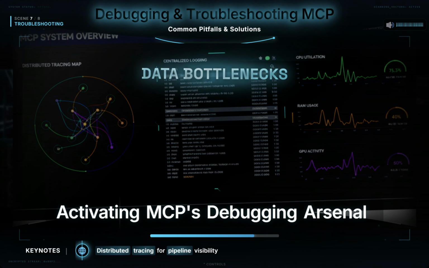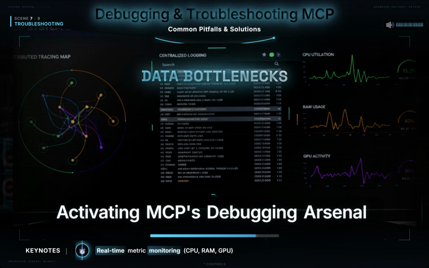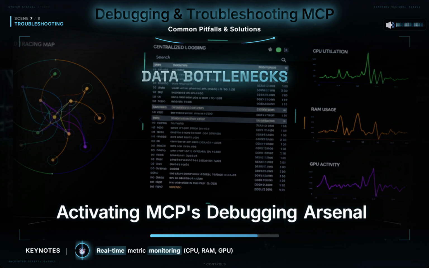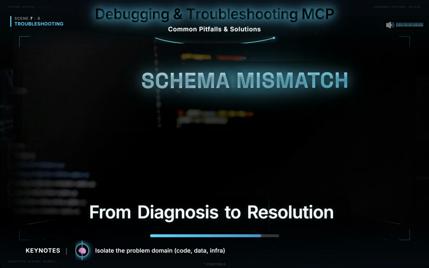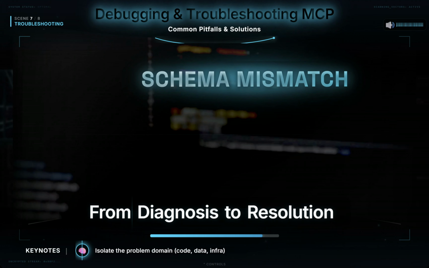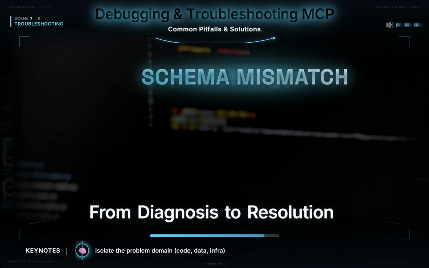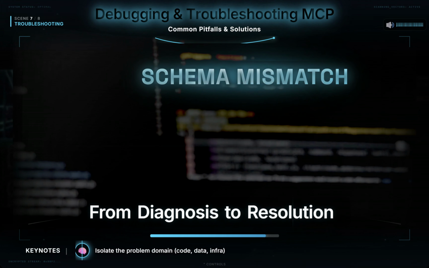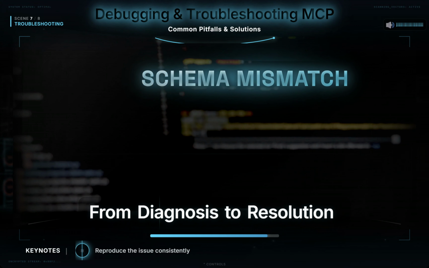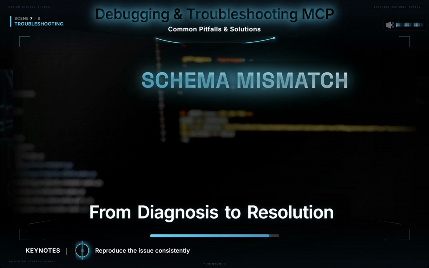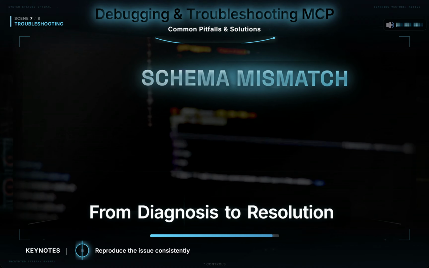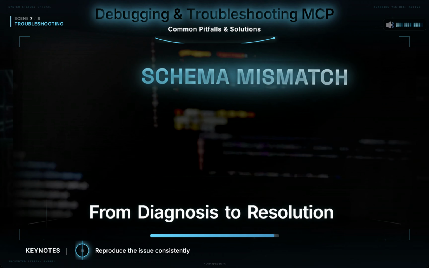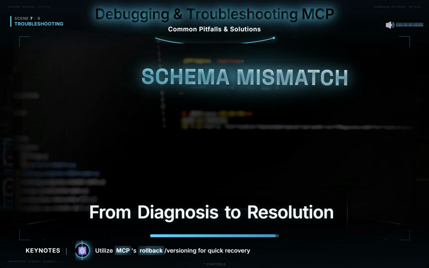Practically, isolate the problem domain: code, data, or infrastructure. Then, reproduce the issue consistently. Don't underestimate MCP's rollback and versioning for quick recovery. Proactive measures: rigorous automated integration tests are paramount. Regular infrastructure audits prevent environment drift. These transform debugging into a systematic, efficient, and predictable workflow. Next, we'll explore hands-on steps with MCP.